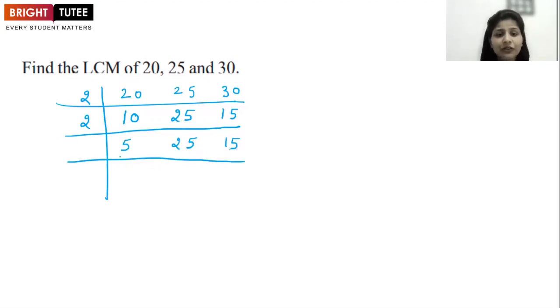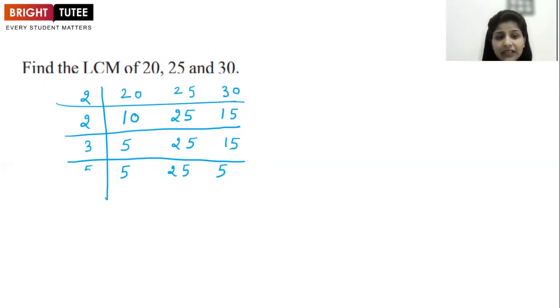Out of 5, 25 and 15, is any number a multiple of 3 or can be divided by 3? Yes, it is 15. So I'll start with 3. I'll copy 5 as it is because it is not divisible by 3. 25 also will be copied as it is. 3 fives are 15. Now 5, 25 and 5 are there. So now out of all 3 there is no multiple of 3. They will not be divided by 3.